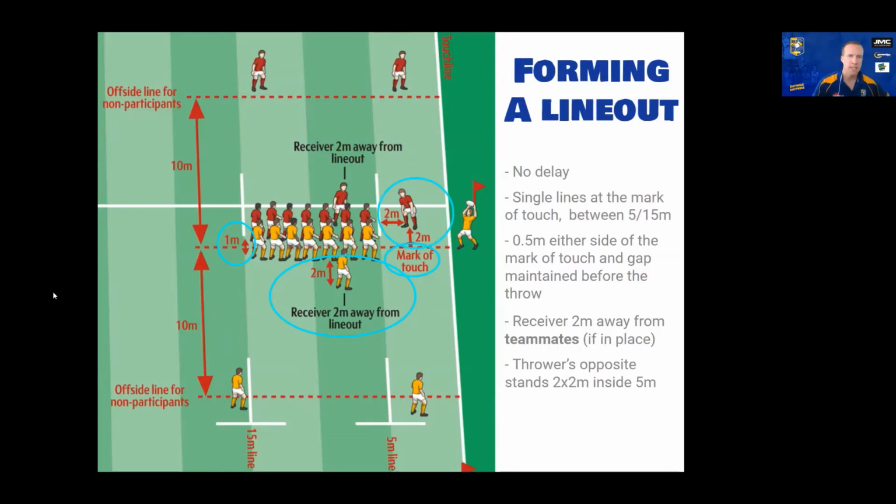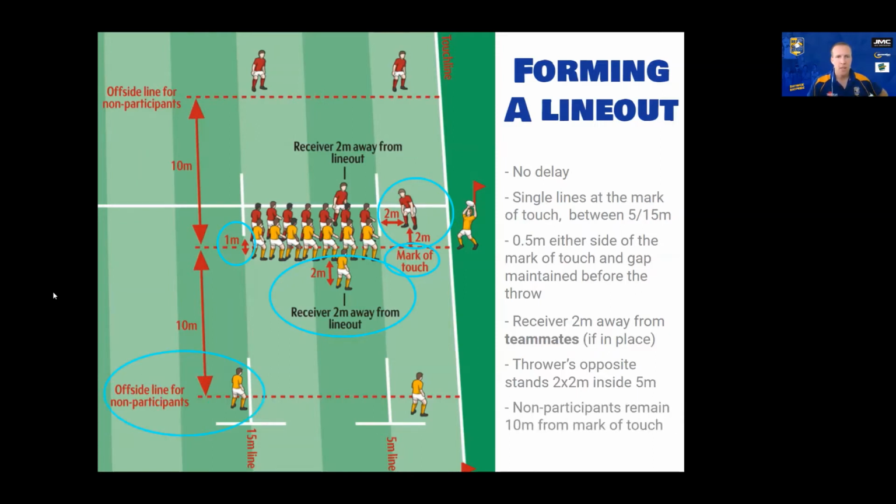And the throw is opposite. Make sure you get this person set. They have to stand 2 by 2. So that's 2 metres from the 5 metre line and 2 metres from the mark of touch. If you're lining yourself up, then you might want to stand 2 by 2 on the other side. It's usually a good position to stand if you're standing near the front of the lineout. You have good peripheral vision of both the participants and the thrower.